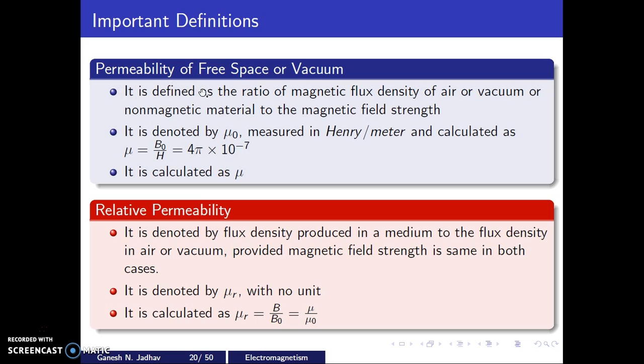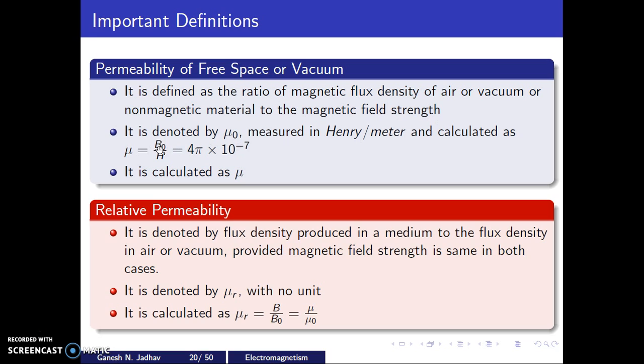So what is the permeability of free space or vacuum? How will you define the permeability of free space or vacuum? It is defined as the ratio of magnetic flux density of air or vacuum or a non-magnetic material to the magnetic field strength. So it is the ratio of what? Magnetic flux density of air or vacuum or non-magnetic material to the magnetic field strength. Its unit is again henry per meter.